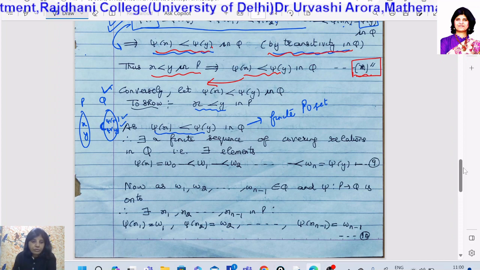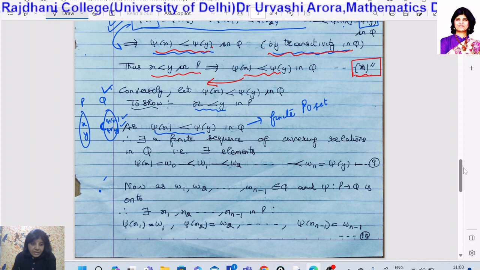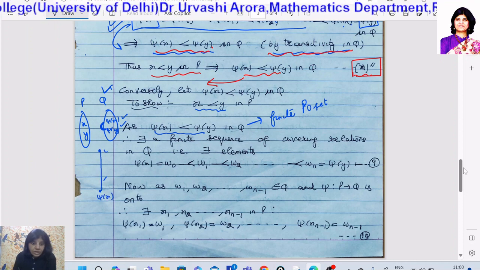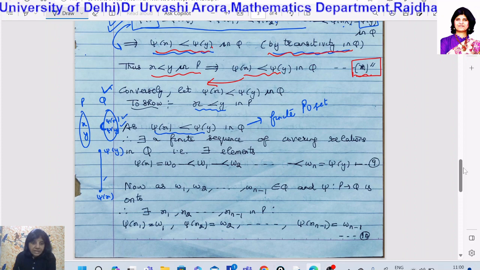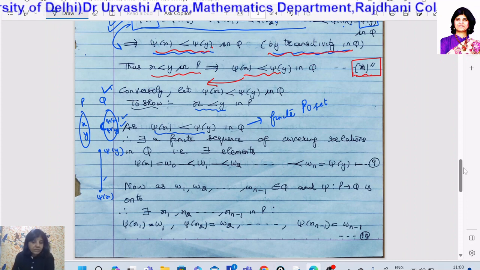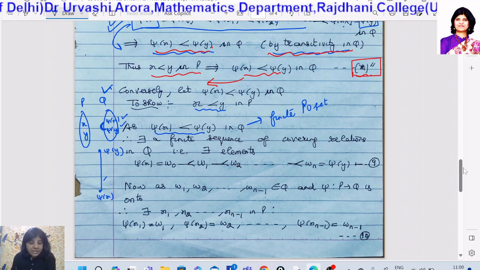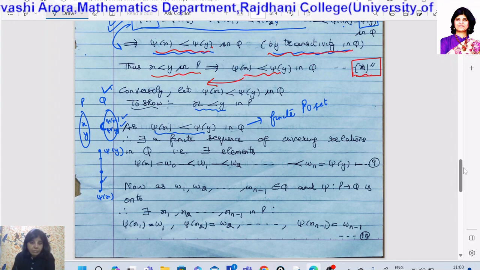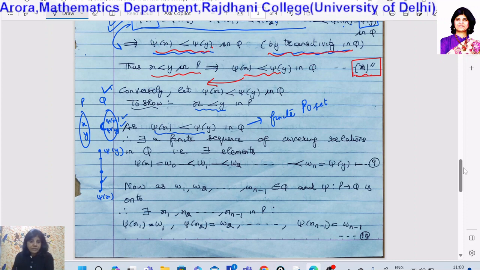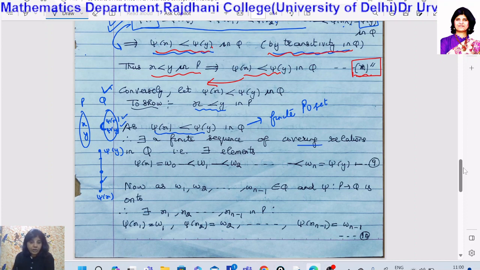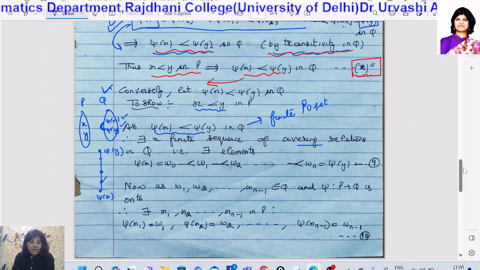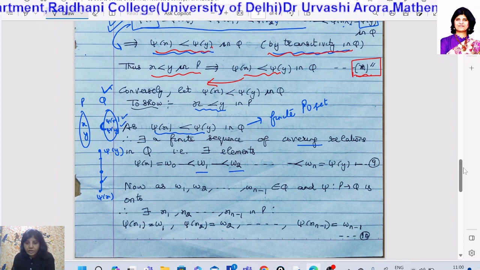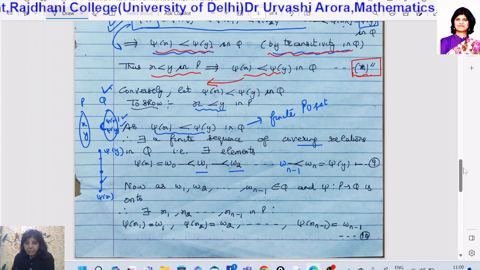Now because psi x is strictly related to psi y like this, in the Hasse diagram psi x will be at the bottom, psi y will be at the top, and the result says you can always find a finite sequence of covering relations between them. So you can find a finite sequence of covering relations in Q, that is, you can find elements W1 and W2 and so on till Wn minus 1, such that they behave like this.